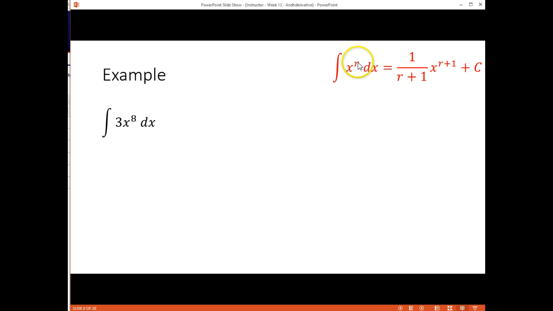This is x to the r, and in this case r is 8, so I want to add 1 to that. So this is going to be the 3 bringing outside. Add 1 to the 8, I get 9. So this is 1 over 9, x to the 9th.